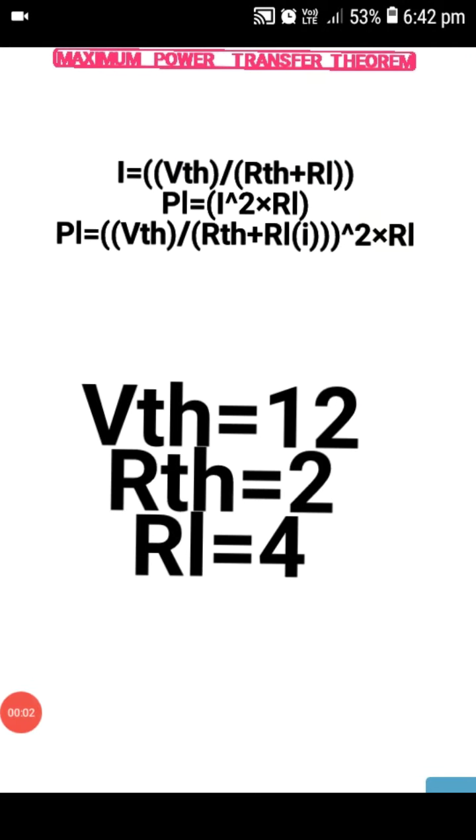Today I am going to discuss the maximum power transfer theorem. This theorem is used in MATLAB programming, and that programming is mostly used in the battery industries to know the internal resistance of the batteries.